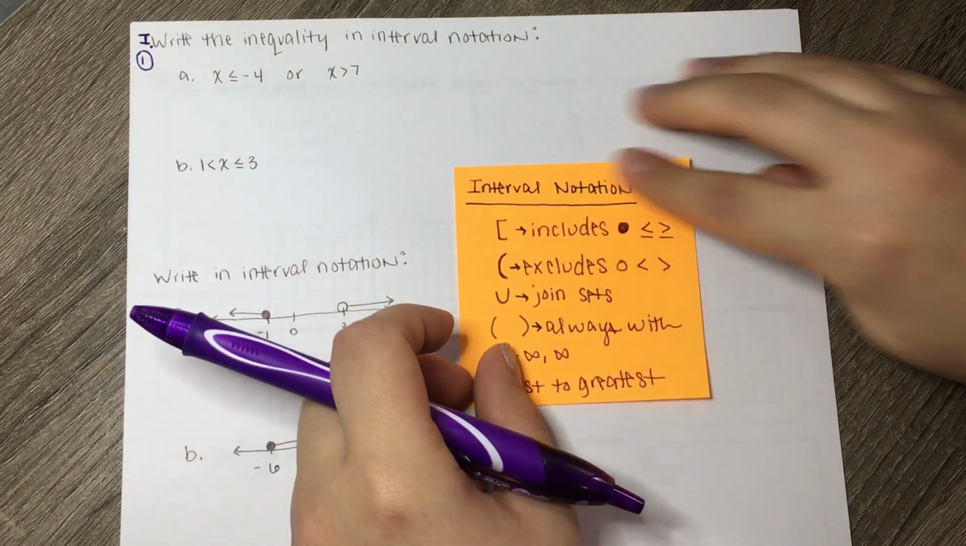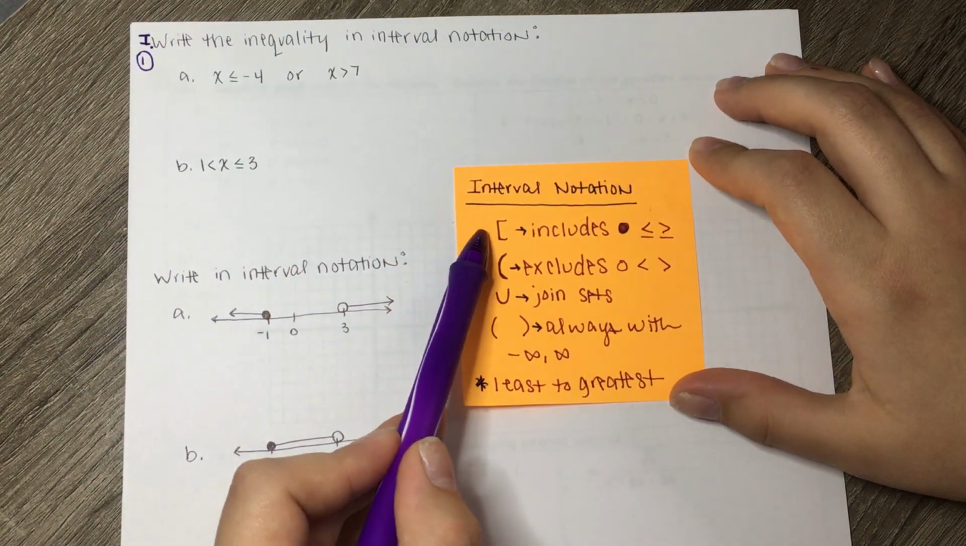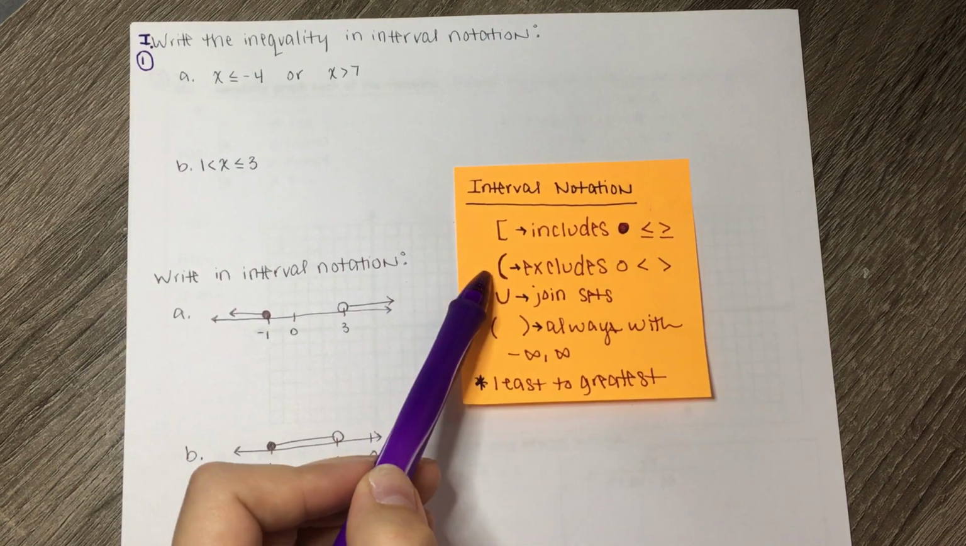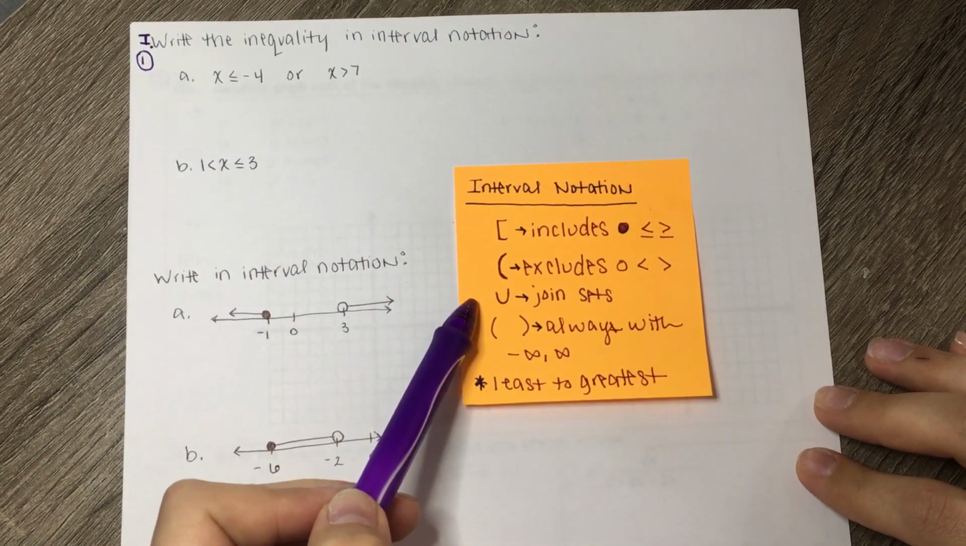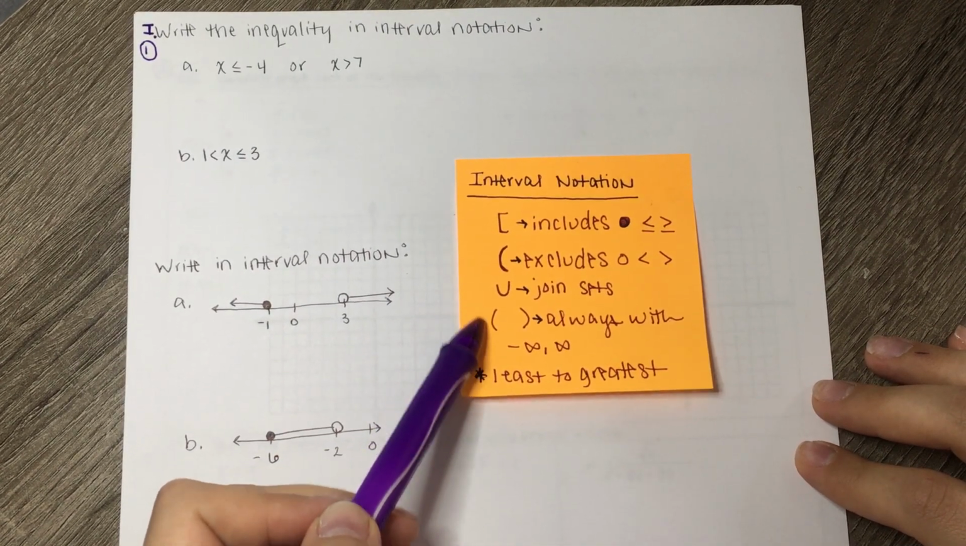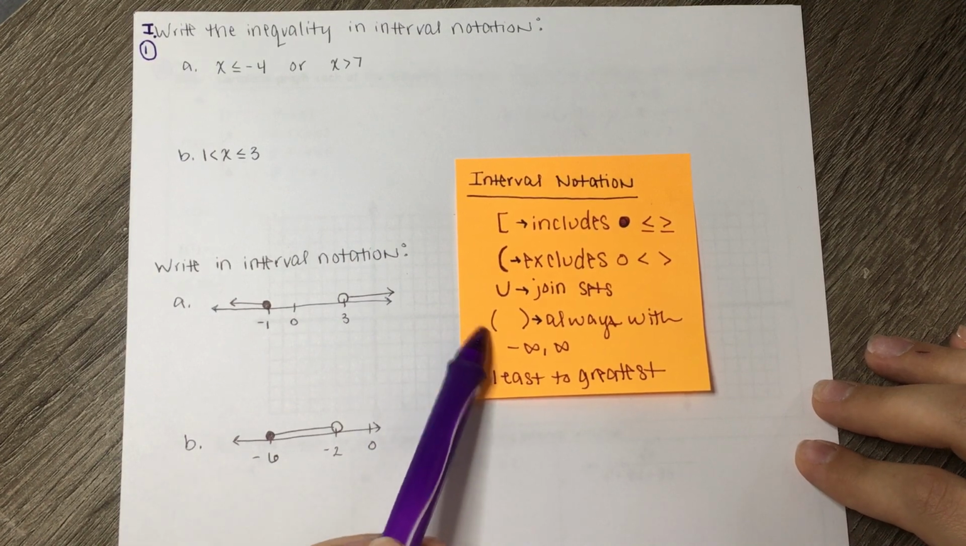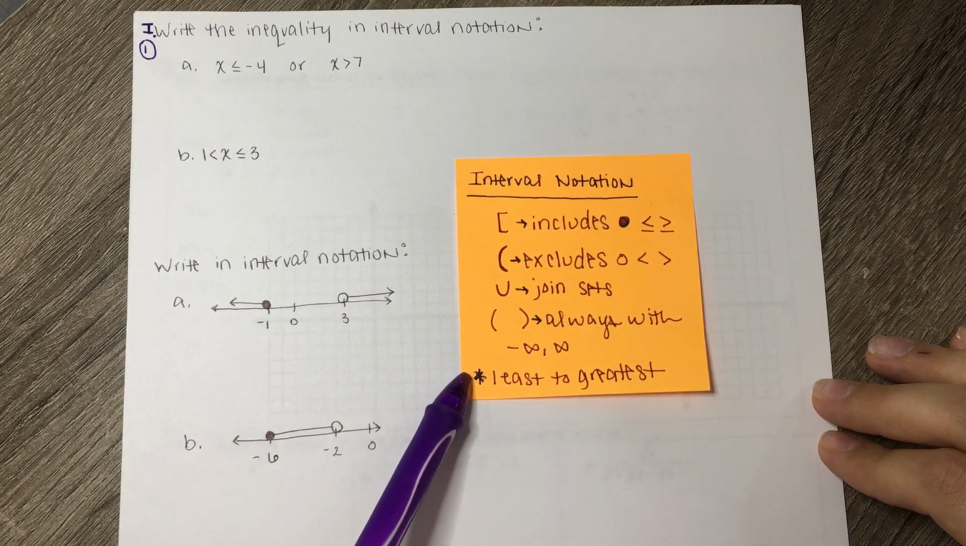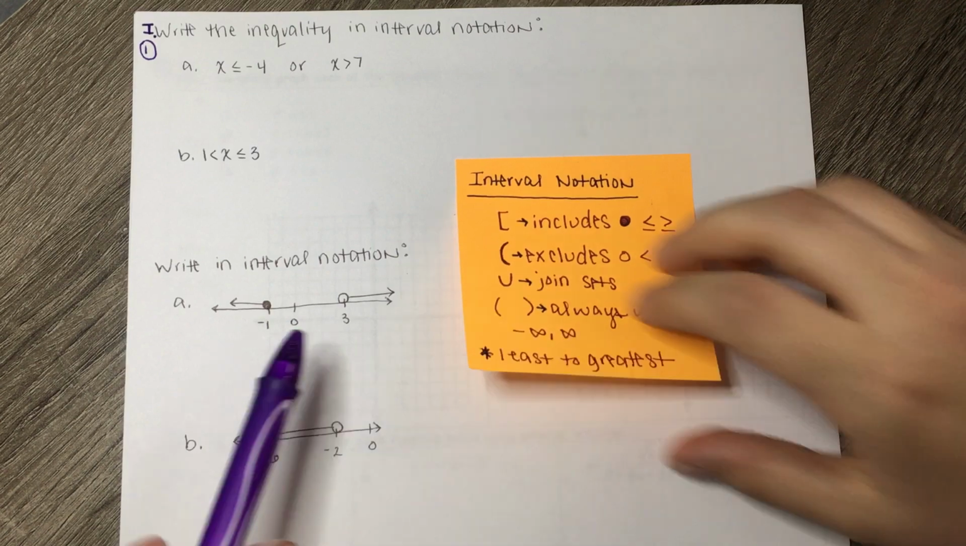If you can recall, we used a bracket when we were inclusive, we used a parentheses when we were exclusive, we used a U to denote the joining of two sets, and we always use parentheses with our infinities, and then we always ordered from least to greatest.